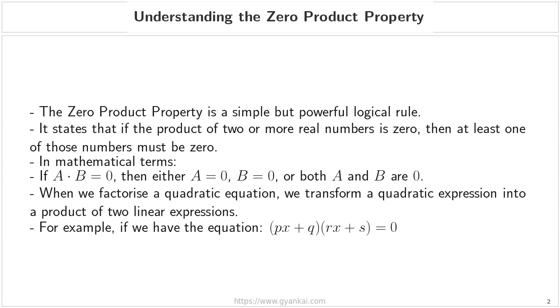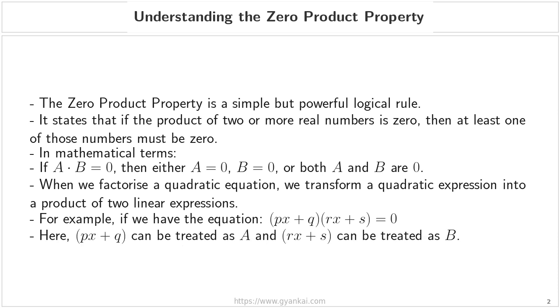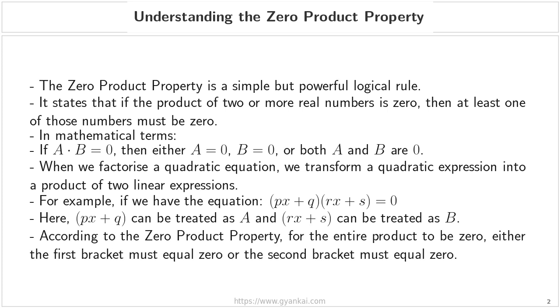For example, let's look at this equation. (px + q)(rx + s) = 0. In this scenario, we can treat the entire first bracket, px + q, as our a, and the second bracket, rx + s, as our b. Applying the zero product property here, we can see that for this entire product to equal 0, the logic dictates that either the first bracket must equal 0, or the second bracket must equal 0. This is the key insight that allows us to break one difficult equation down into two much simpler ones, which we will walk through step by step in the next slide.